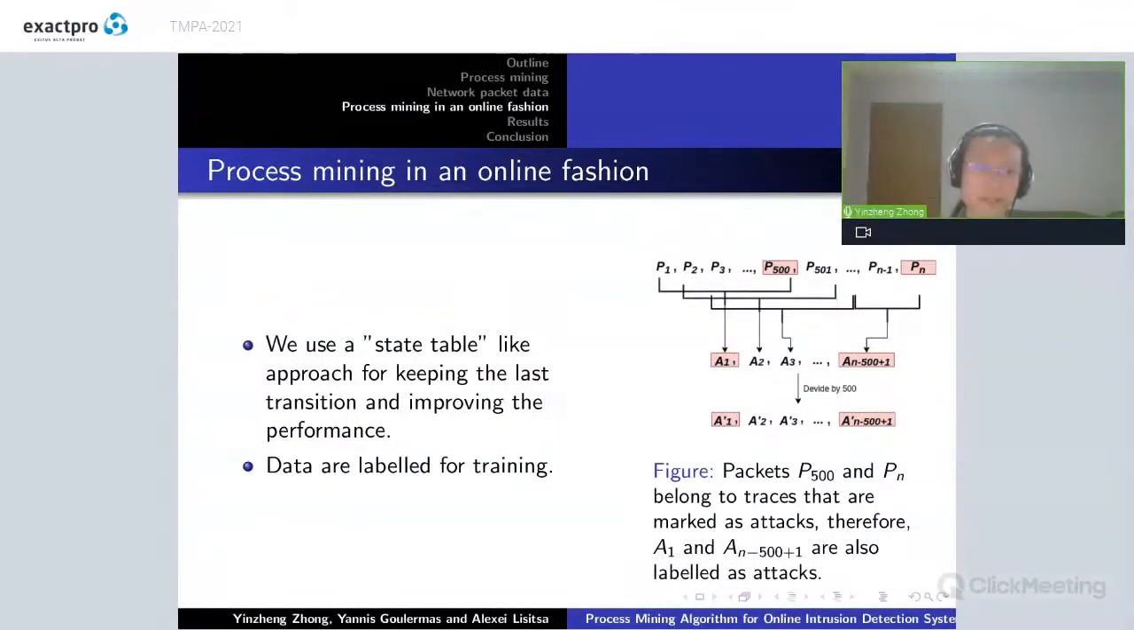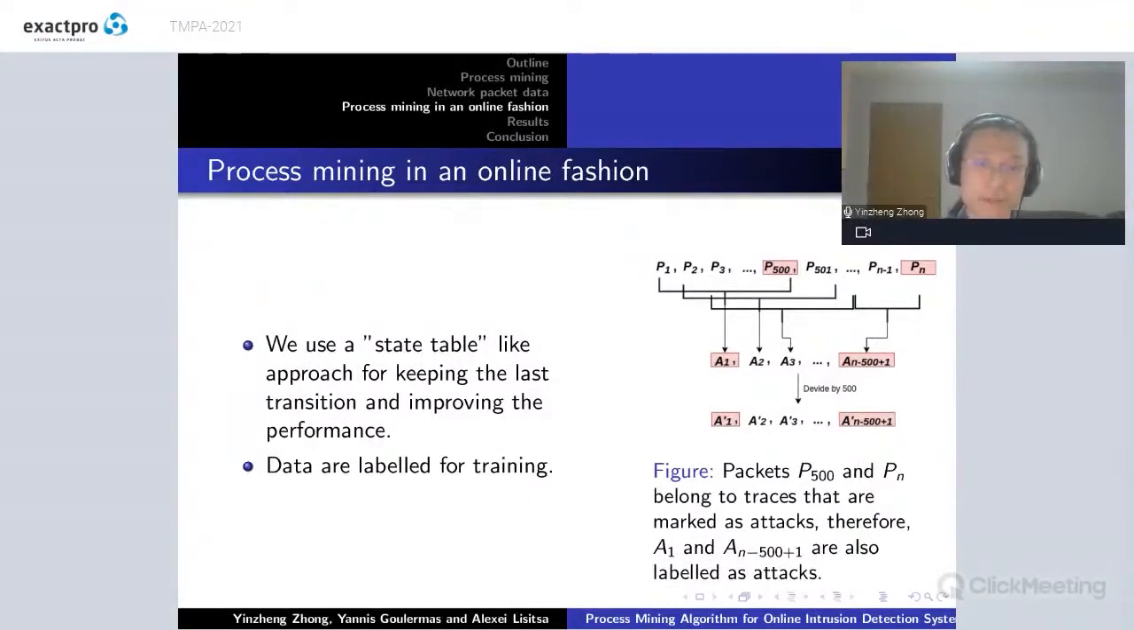We used a state table-like approach to keep the last transition, because usually if we only consider 500 packets, it will be somewhere between the start of the connection and the end of the connection. So 500 packets would not cover the whole network connection. That's why we have to keep the previous transition to prevent some information loss.